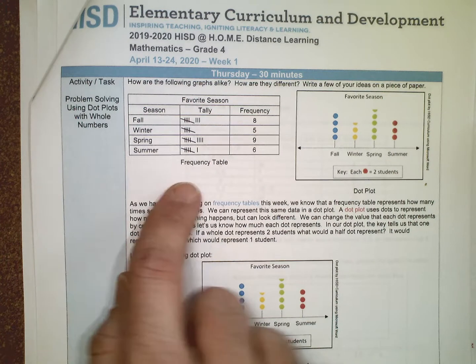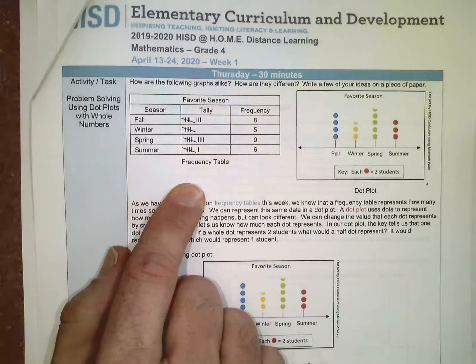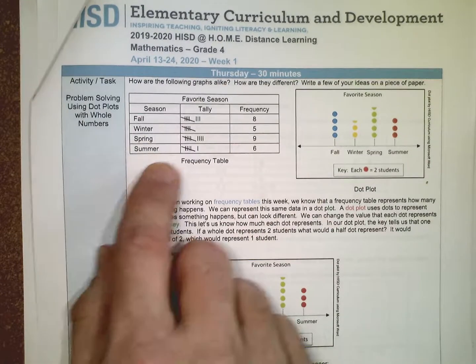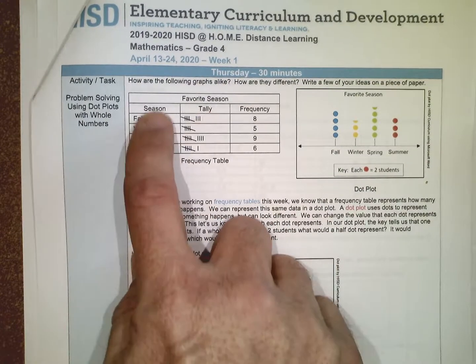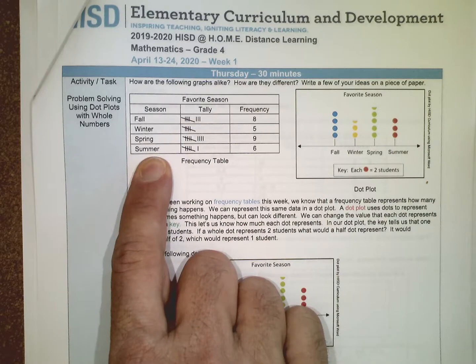Now, what we have here is two different representations of the same data. We have a frequency table where we have the favorite season. We list the seasons fall, winter, spring, and summer.